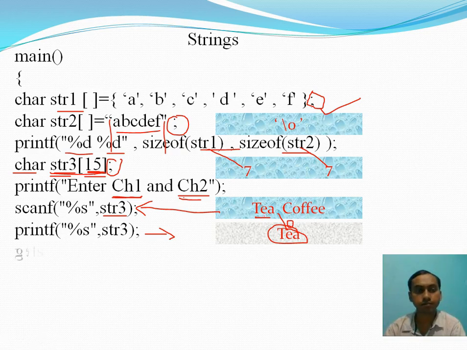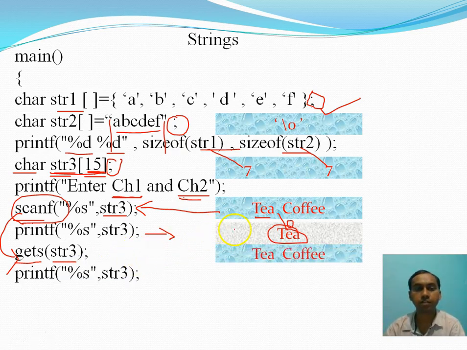See next. We use gets(str3), which means in place of scanf we are writing gets. Why? We want to take both words with a space. So don't use scanf, use gets(str3). We are again giving input to str3, the same thing, tea and coffee, and we are printing str3, so we will get tea and coffee.